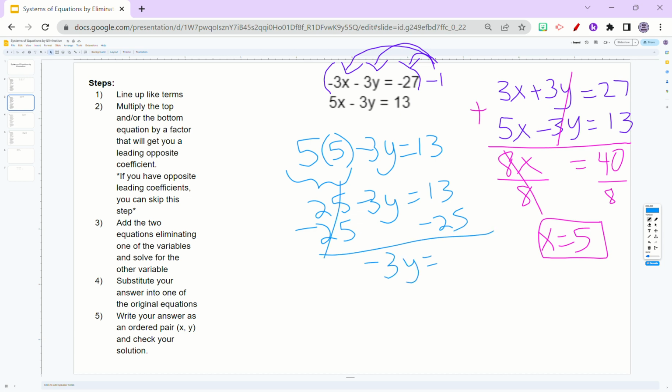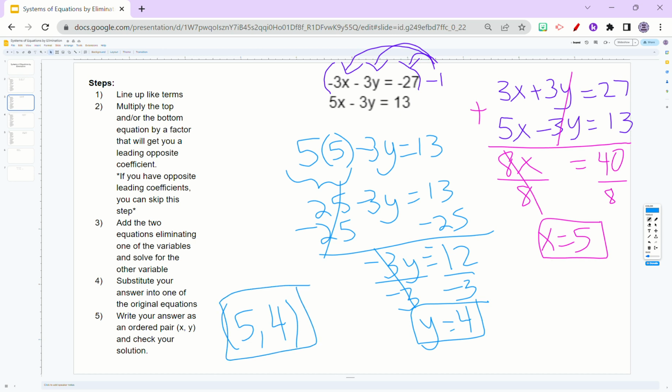We get negative 3y is equal to, well, negative 12 I should have said. Then we're going to divide both sides by negative 3. And we get negative 12 divided by negative 3 is positive 4. And then step 5, write your answer as an ordered pair x comma y. So in this case, our ordered pair, our final answer is 5 comma 4.